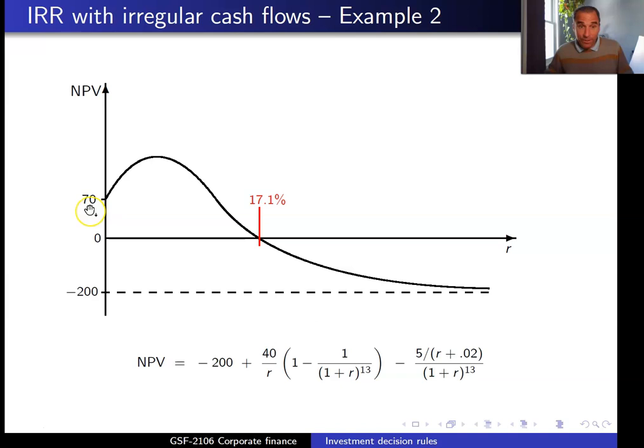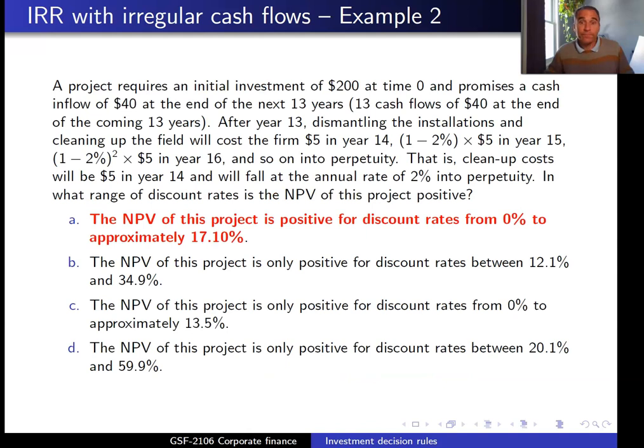Okay, so we begin with the sum of all cash flows equal to 70. It goes up initially and then falls, crosses 0 around 17.1, and then slowly converges towards minus 200. So the NPV of this project is positive for discount rates between 0 and approximately 17.1%.